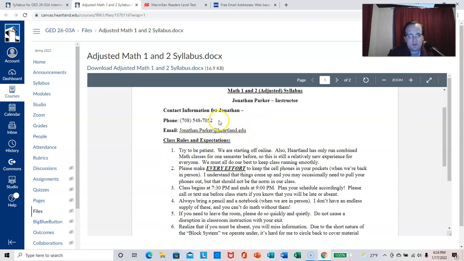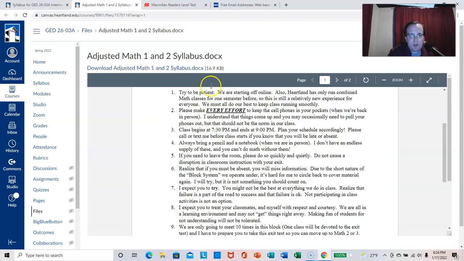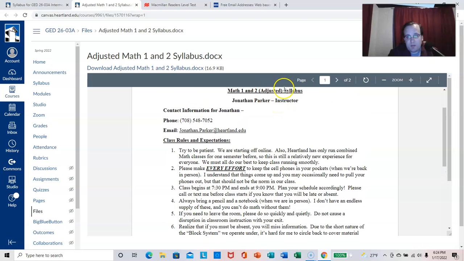Again, my contact information. Again, I can't stress this enough. Call or text. Please do not use my email if you want a timely response at all. All right, so 1, try to be patient. We're starting off online. The college made this decision fairly last minute. Heartland has only done the combined Math 1 and 2 for one semester before in the fall, so this is still a relatively new experience for everyone. We all have to do our best to keep class running smoothly.